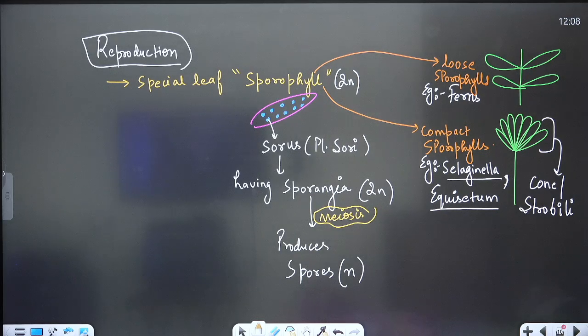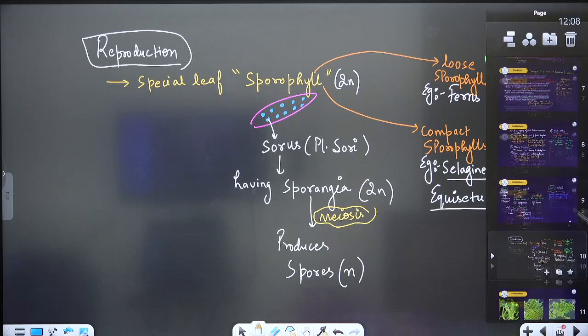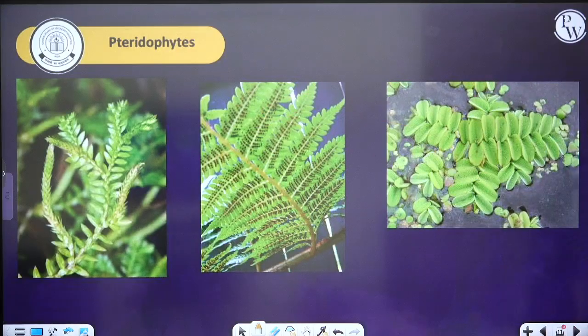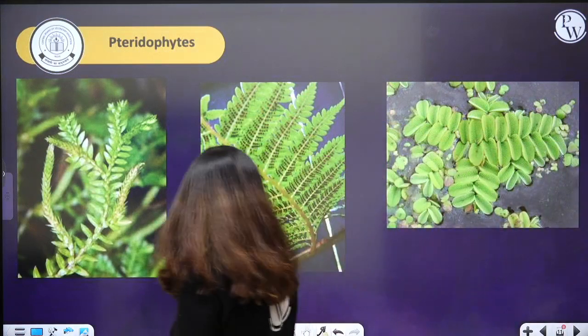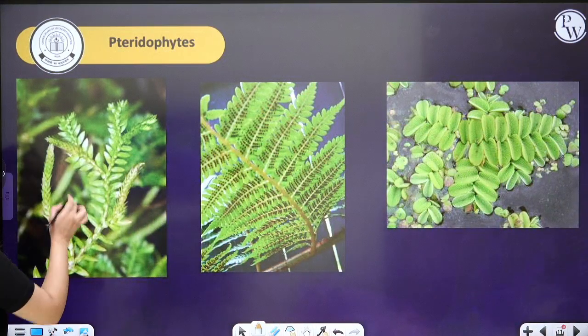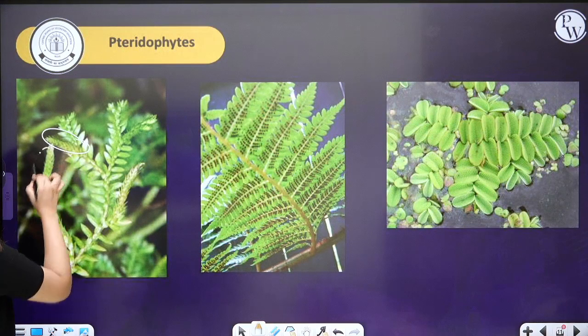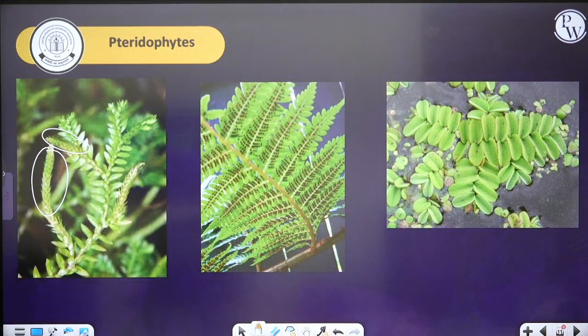After this, I'll show you some pictures of pteridophytes. Okay, I think it's clear to all of you. So yeah, this is Selaginella, and there you can find the cones.